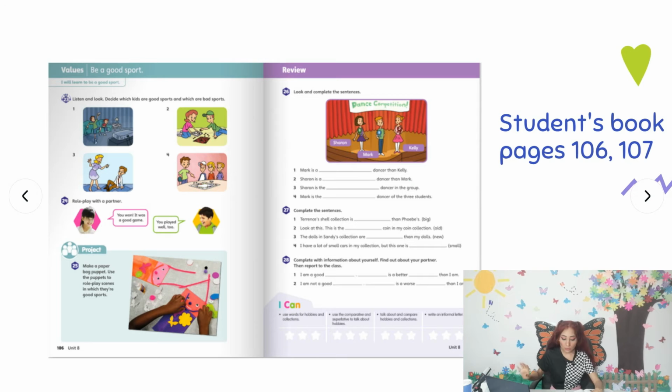Look at the pictures. We have 3 kids. We have Sharon, Mark, and Kelly, and they are at a dance competition. You can see who won the first place. The first place is Mark. Second place for Kelly, and Sharon is in the 3rd place. So, we're going to write sentences using good or bad, okay?